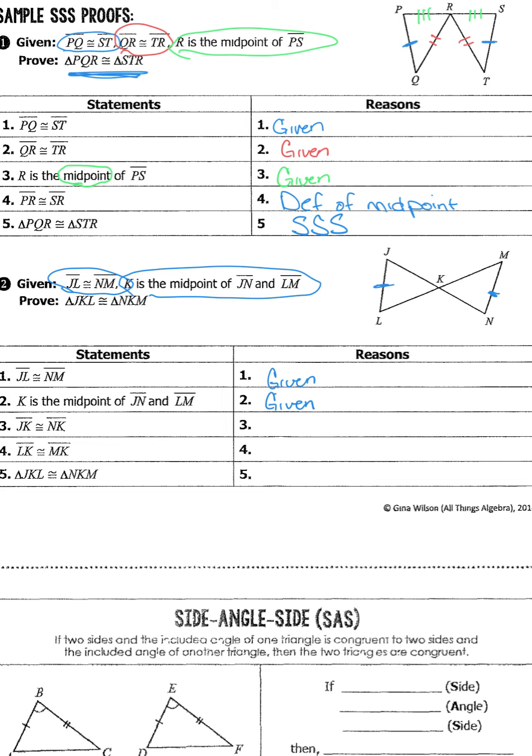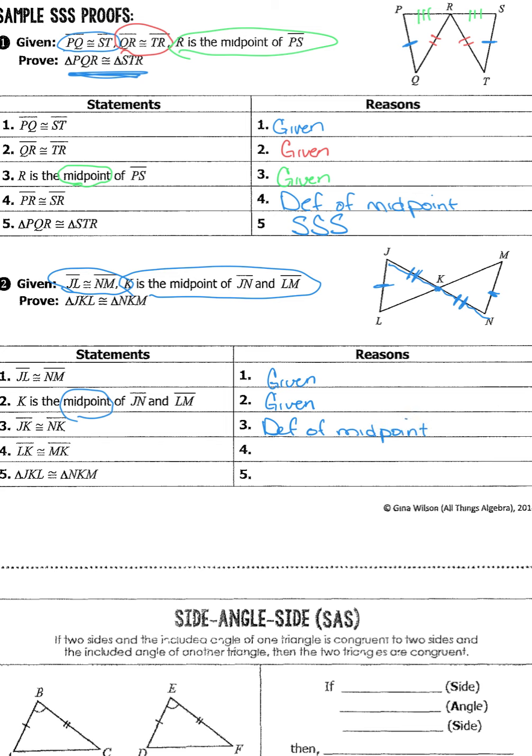All right, so now we're supposed to look for vocabulary words. Do we see any vocabulary words in the given information? Yes, the word midpoint. We just talked about midpoint meaning that it cuts something in half. So we've got that K cuts JN in half. So here is K. Here is JN, so it's telling you that this half is congruent to this half, and that is the next line. JK congruent to NK, that is because of the definition of midpoint.